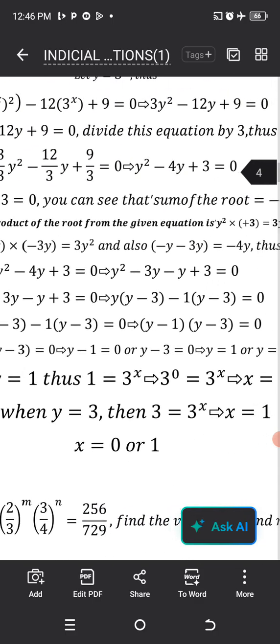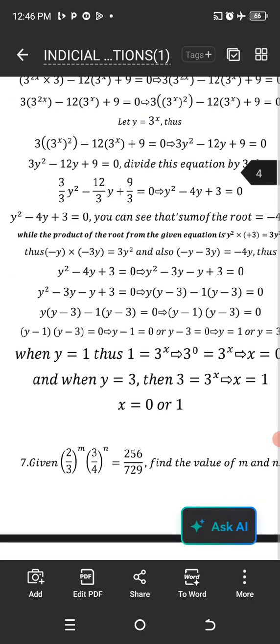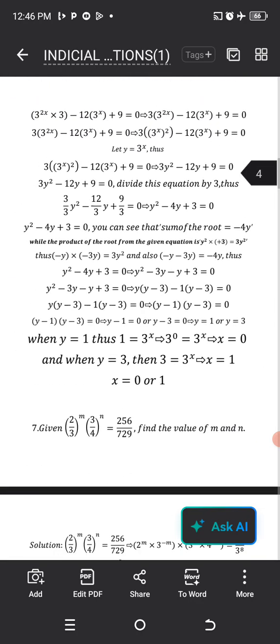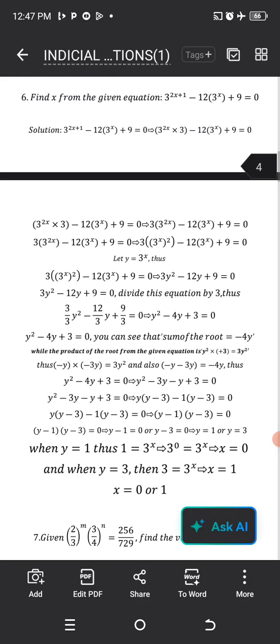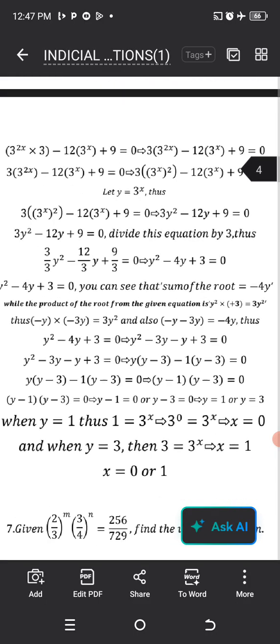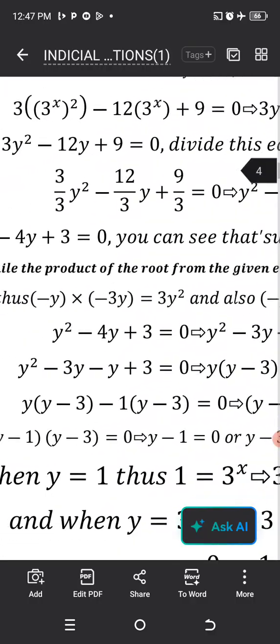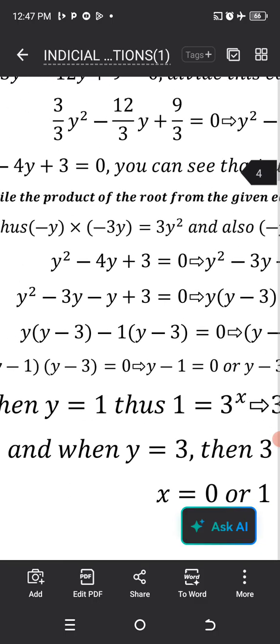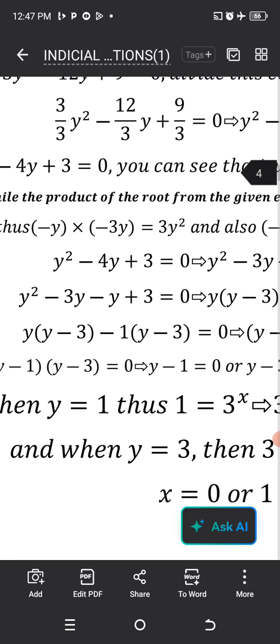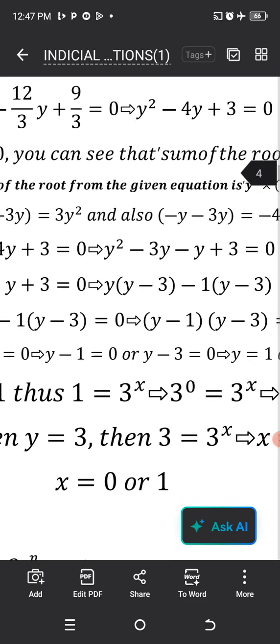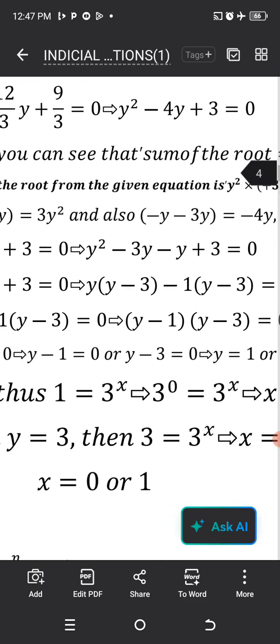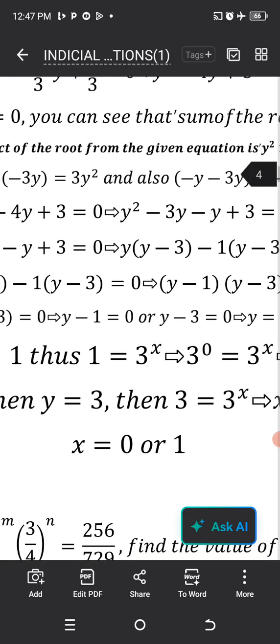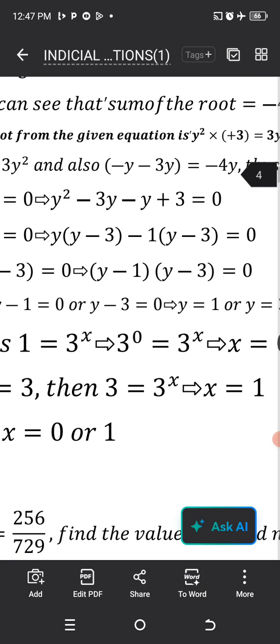That is why I can pick minus y and minus 3y as my factors. Sure you get it now? Let me zoom out for you to have a better view of this. So let me zoom in again. That means minus 4y can be expressed as minus 3y minus y. So the quadratic equation y squared minus 4y plus 3 equals 0 has now been expressed as y squared minus 3y minus y plus 3 equals 0. Then you factorize: y from y squared minus 3y gives y inside parentheses y minus 3, minus 1 inside parentheses y minus 3, equals 0.